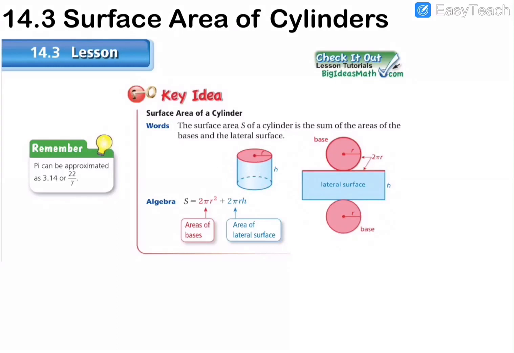So when you're trying to find the surface area, the first thing you need to do is find the area of your bases, which means we need to find the area of a circle. We learned how to find the area of a circle back in chapter 13. And that formula was pi times radius squared. Okay, so the first part here, the area of the bases, is 2 times pi times radius squared. The 2 comes from you have two bases.